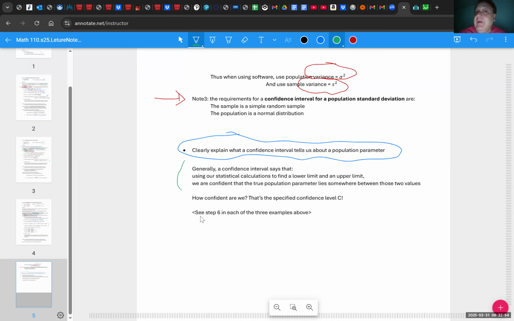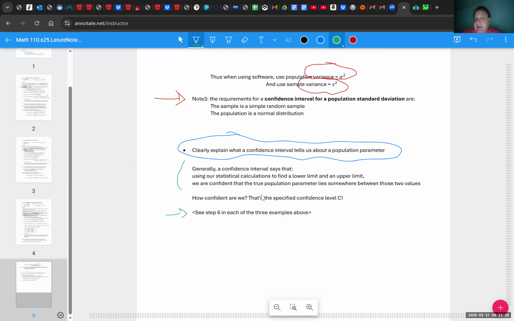How confident are we? Well, that's the specified confidence level C. If you want to be more confident, it changes the numbers a little bit. If you're okay being less confident, it changes the numbers a little bit. I did examples where you're 95% confident, or 90% confident, or 98% confident. It just changes the calculations a bit, but we can have any level of confidence that we specify by using the formulas or plugging the correct value into StatCrunch. And I had a little note here to see step 6 in each of the 3 examples.